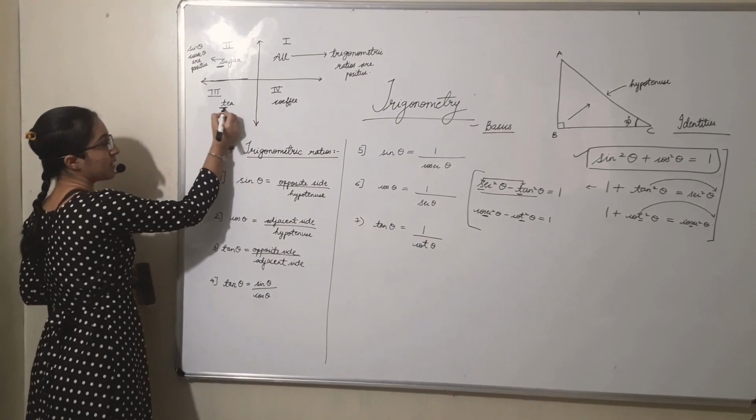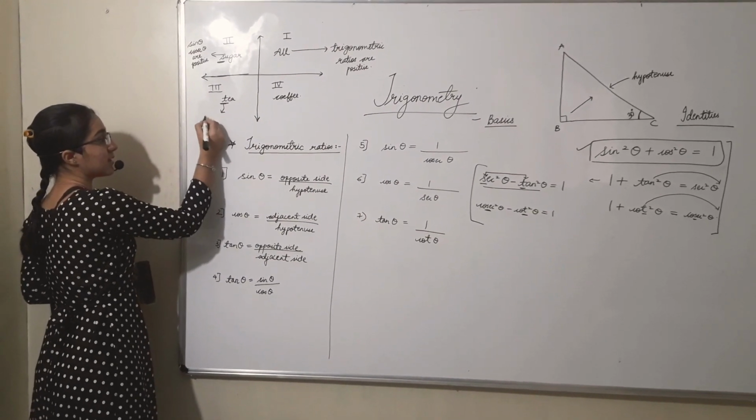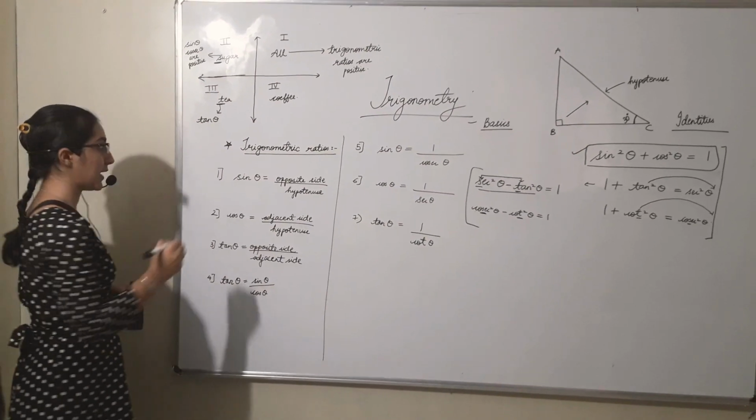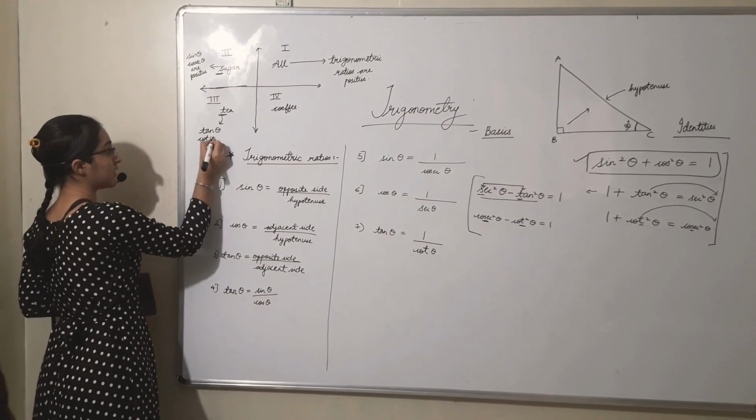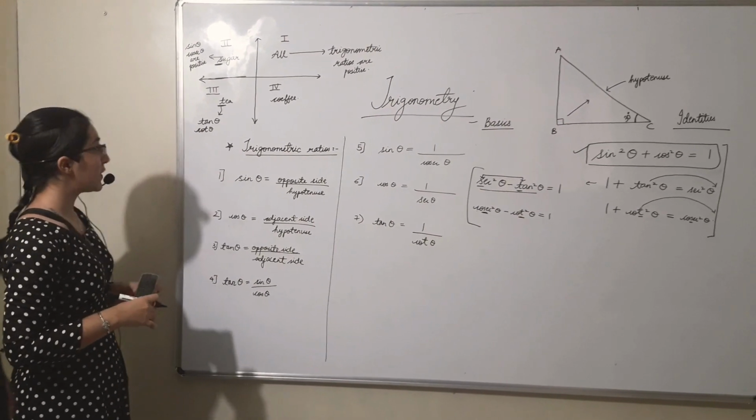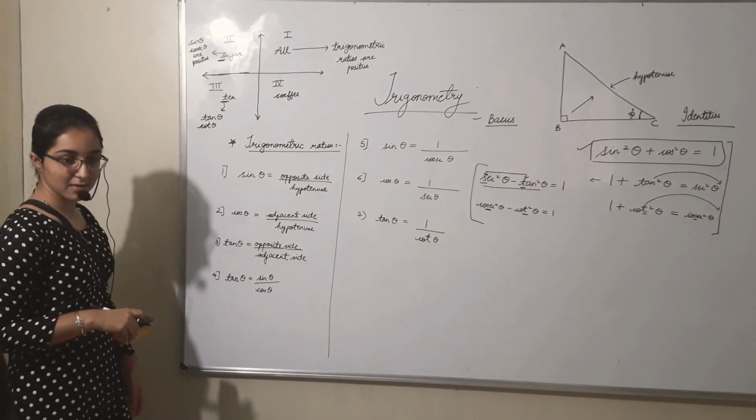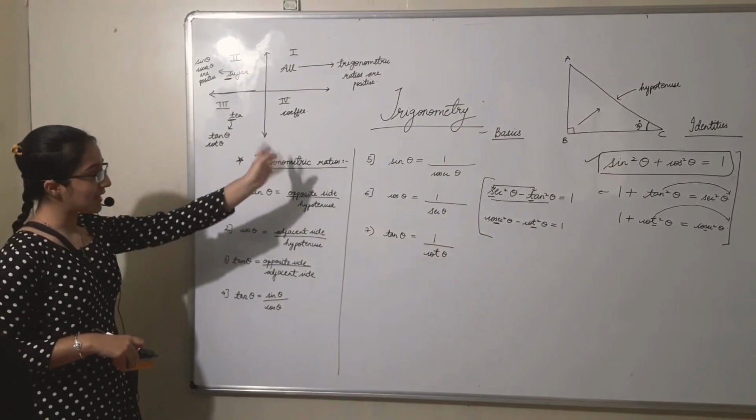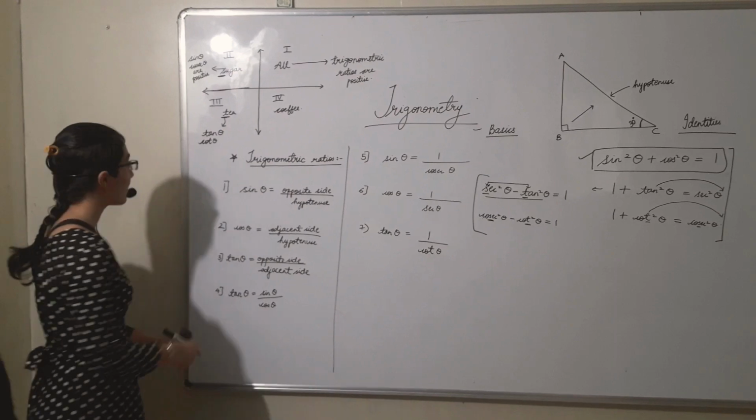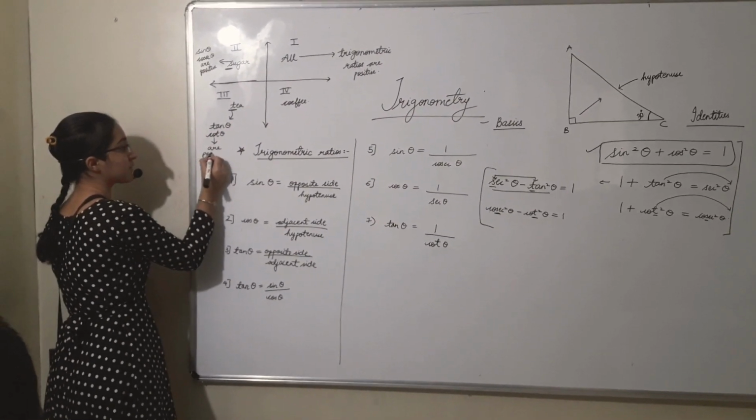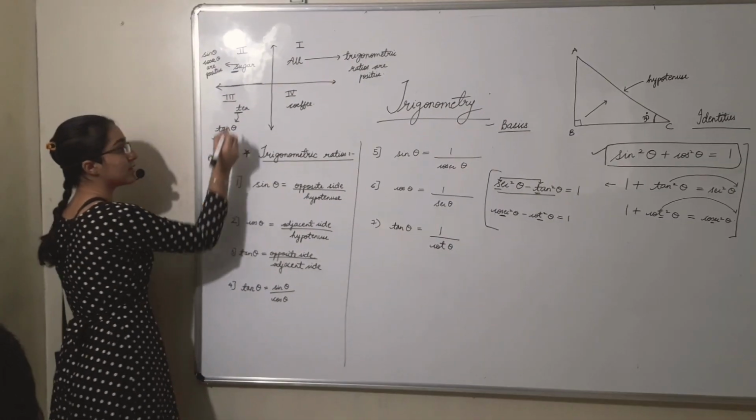In T, T means tan theta. Who is the relative of tan? Cot. Right. So cot theta is the relative of tan theta. I told you, you can say sine and cosec are brothers, tan and cot are brothers, cos and sec are sisters. So these are positive in which quadrant? Third quadrant.